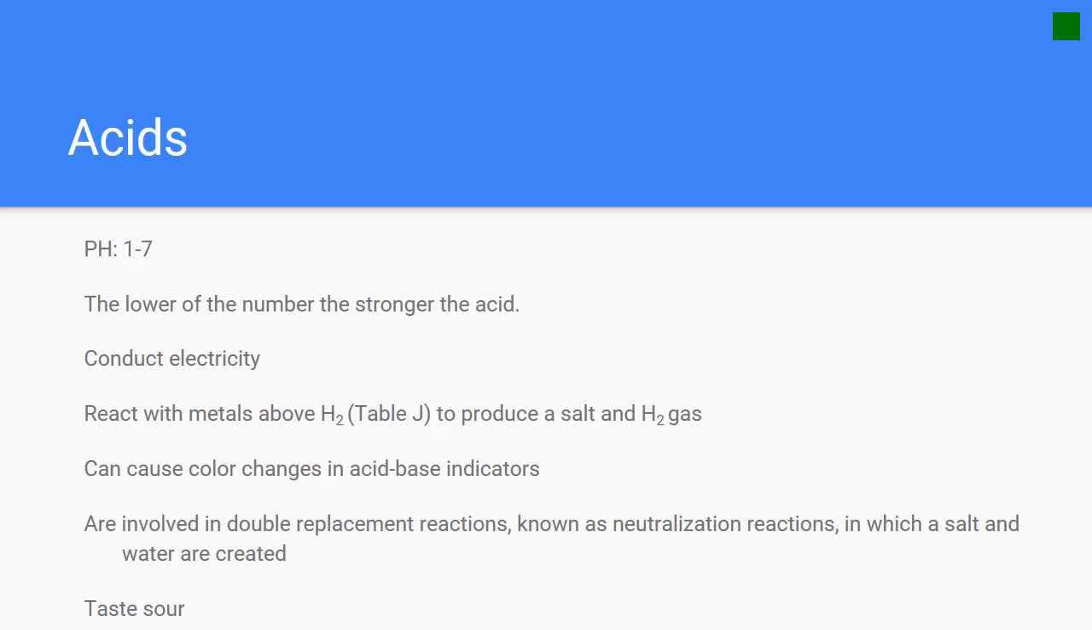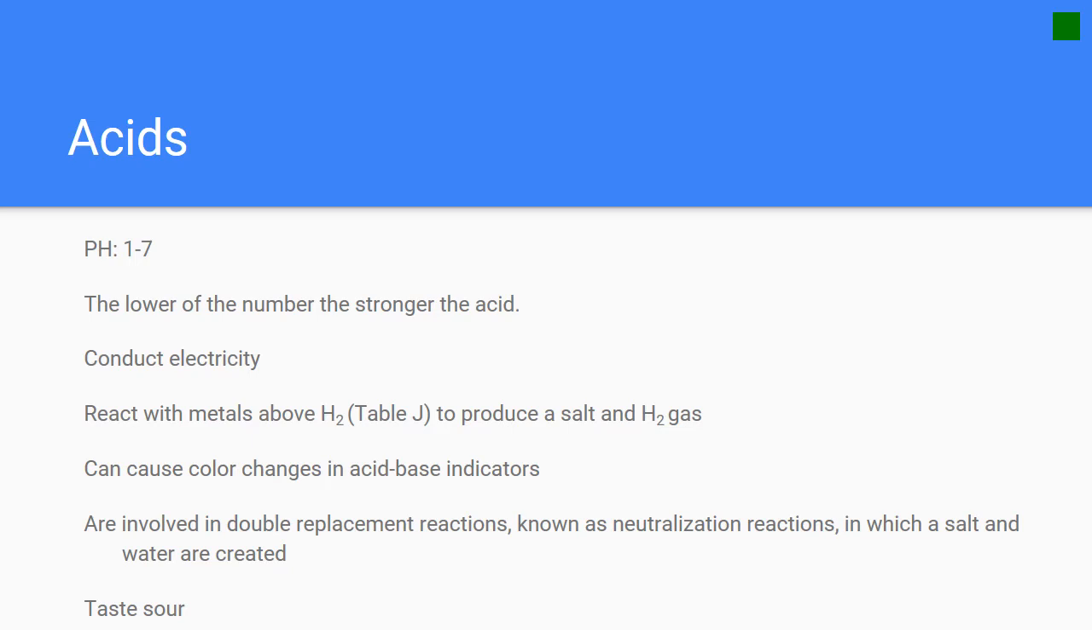Acids generally go from the pH of 1 to 7, and the lower the number on the pH scale, the stronger the acid. Acids also conduct electricity, and as in Table J of your chemistry reference tables, they react with metals above hydrogen to produce a salt and hydrogen gas. They can also cause color changes in acid-base indicators, and they're involved in double replacement reactions, also known as neutralization reactions, in which a salt and water are created.